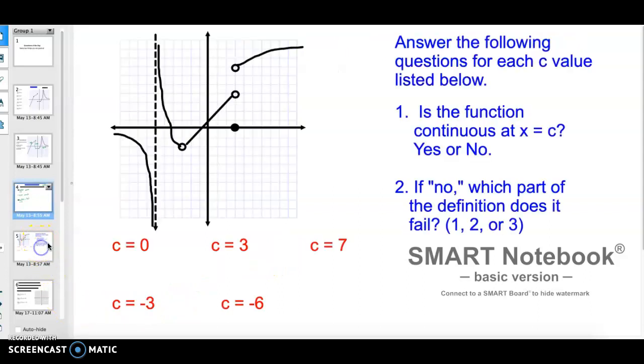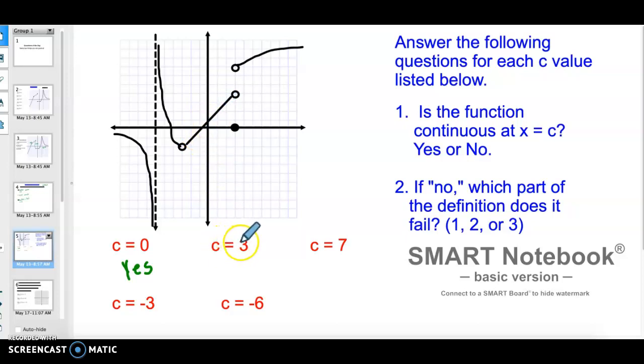Looking at examples, it says answer the following questions for each c value listed below. Is the function continuous? And if no, which part of the definition does it fail? At c equals 0, so x equals 0, is it continuous? The first test is, does the limit exist? When x is 0, the left and the right sides meet, so we're good. Step 2 is, does the function exist? Yes, it's solid there. And the left and the right side meet where it's solid, so this one is continuous. You don't have to think about those tests every single time if you can just think about it quickly in your head, but that one is clearly continuous.